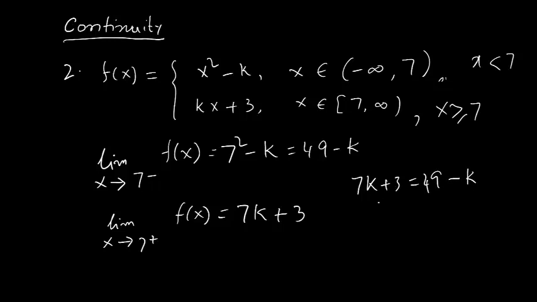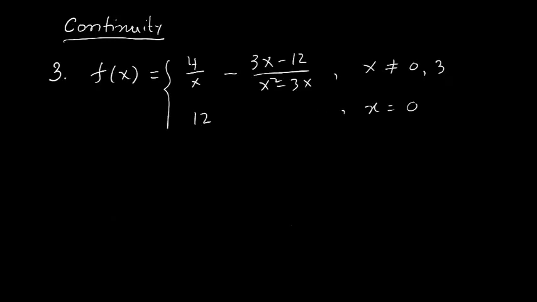Now simplify, you subtract 3 from both sides and add k. So you get 8k equals 46, 49 minus 3. So then what will be k? So your k will be 46 over 8, divide both sides by 8. Now you can further simplify, 23 over 4. So this is the k value so that my function will be continuous. Thank you.